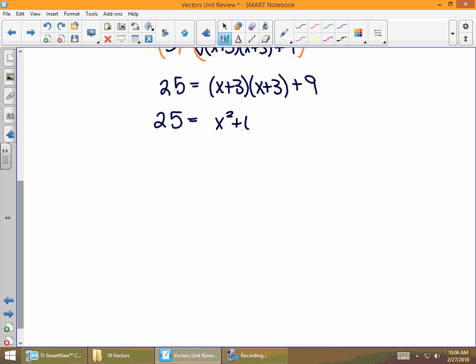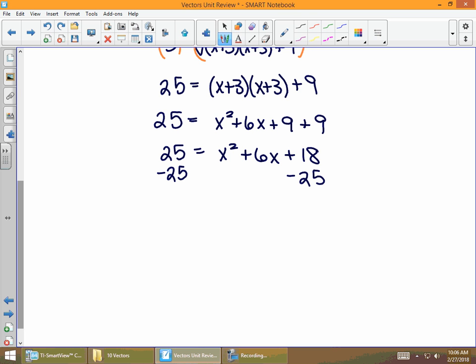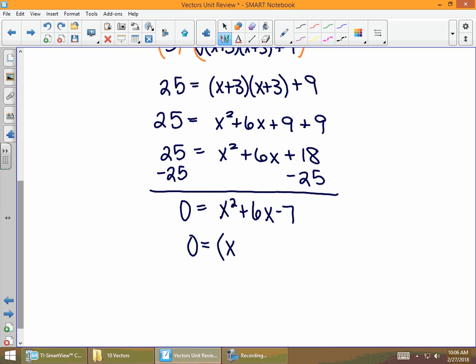X squared plus 6x plus 9. Make sure you FOIL that or use the binomial theorem, however you make that happen for yourself. Before I bring my 25 over, I'm going to combine all my like terms. Now I'm going to set equal to 0. And minus 7. This case is factorable pretty nicely. X plus 7, x minus 2.